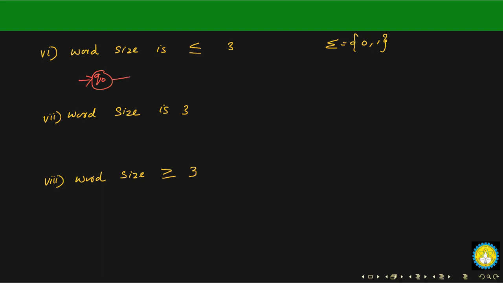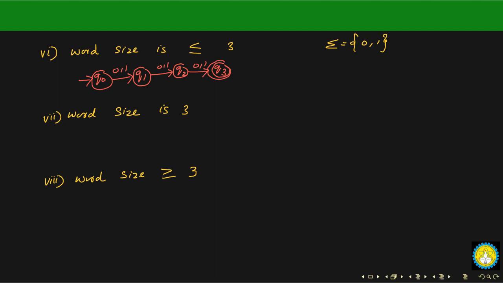Let Q0 be the starting state. From there, I can either see a 0 or a 1 and move to Q1. If I am at Q1, it means that I have seen one symbol. If I see another symbol, I will be at Q2. Again on 0 or 1, I can be at Q3, right? If I reach Q3, it means that I have seen 3 symbols.